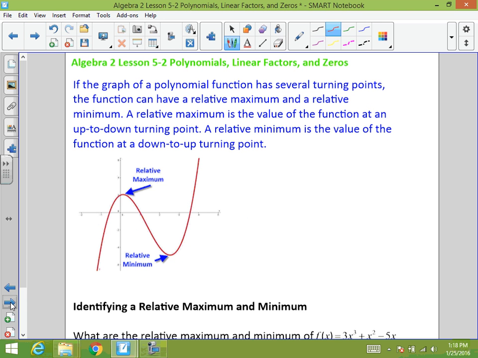If the graph of a polynomial function has several turning points, the function can have what we call a relative maximum and a relative minimum. A relative maximum is the value of the function at an up to down turning point. Notice this is going up and then going back down. A relative minimum is a value of a function at a down to up turning point, down and then up. It's not the maximum or minimum, because obviously the graph continues in both directions. Way down here would be a minimum, and way up here would be a maximum. But if it goes forever to infinity, you're never going to have an exact maximum or minimum. So we can have relative maximums and minimums.